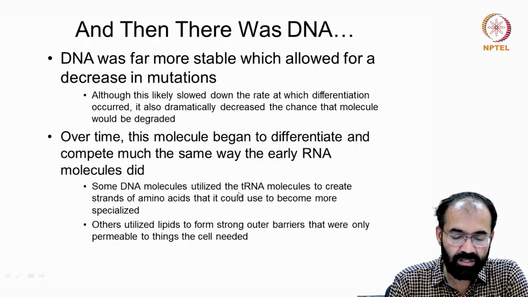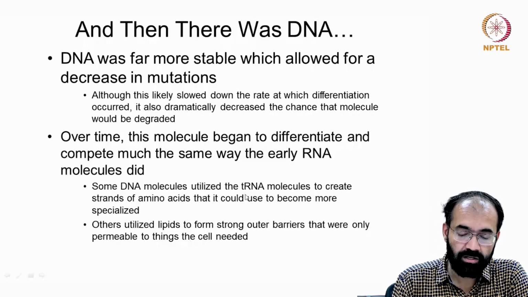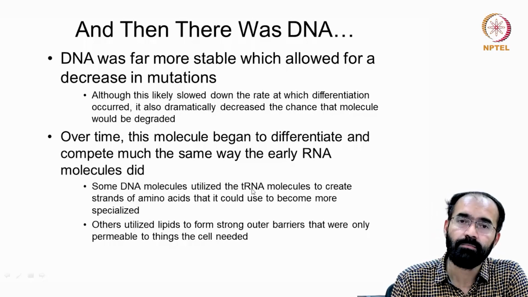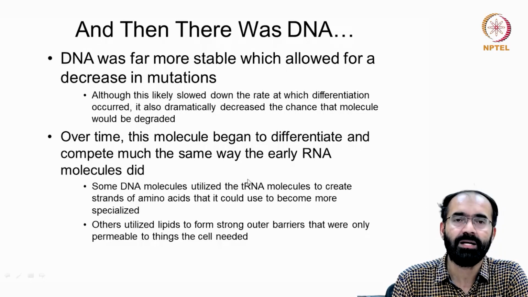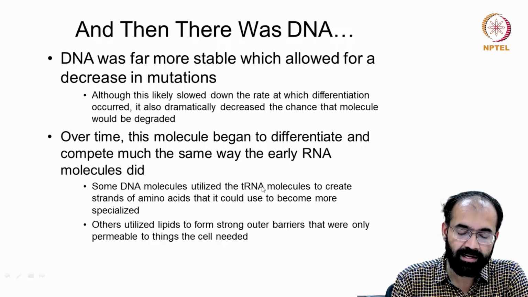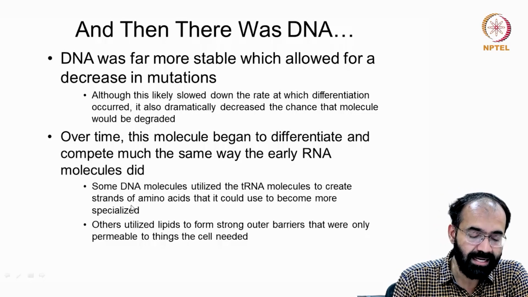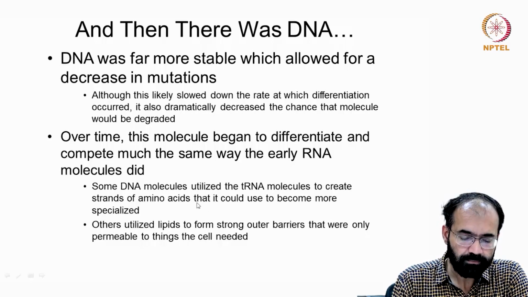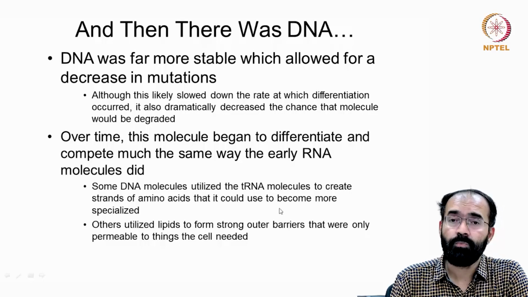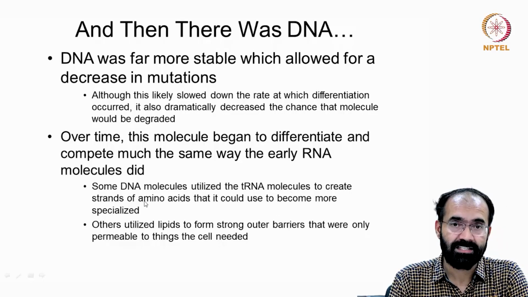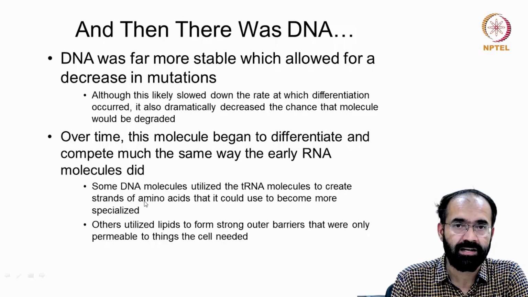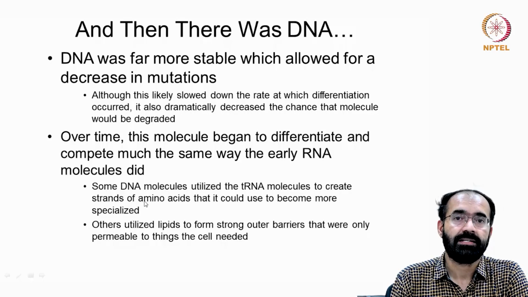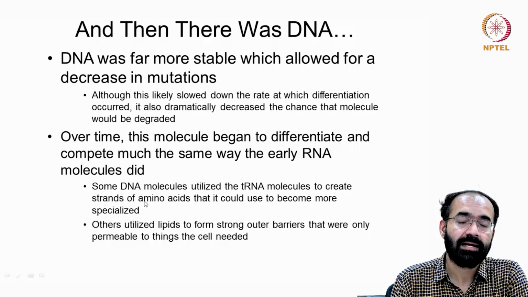Some DNA molecules utilized another small RNA called tRNA, transfer RNA. We will see them in more detail in the subsequent classes, but remember, it is one of the species of RNA called transfer RNA, used to create strands of amino acids. Amino acids are building blocks of protein that could be used to become more specialized. That means now you have a DNA strand which can utilize transfer RNA, and this transfer RNA carries amino acids and you can assemble them and give rise to a protein molecule.